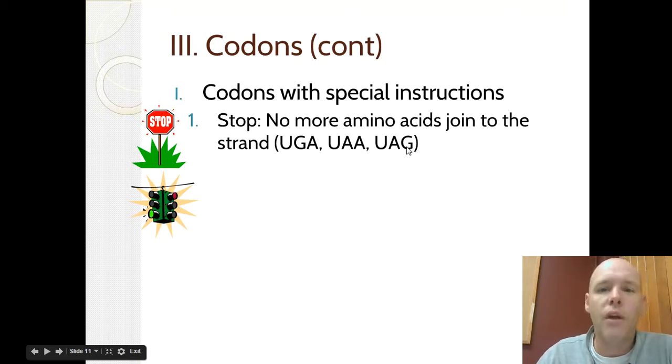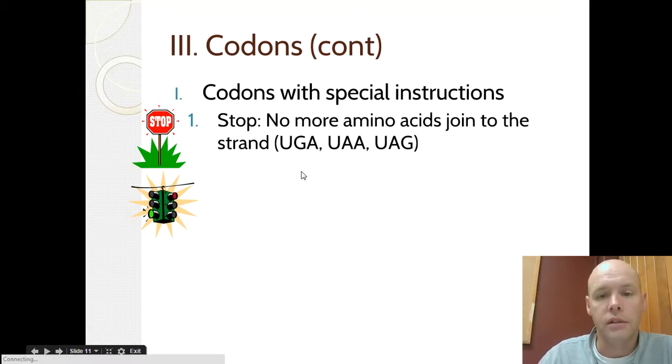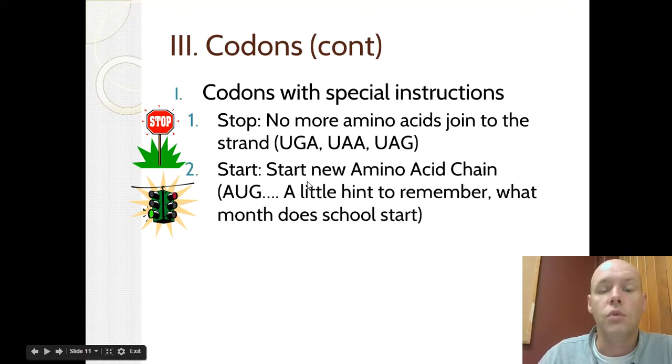I had kind of a way to remember these: you are good, you are awesome, you go away. That's kind of a way that I remember them. The other codon that has a special instruction is what's called the start codon. Every amino acid chain starts with the start codon, and it's AUG. This one should be a little bit easier. Remember what month does school start? August. So AUG is for August.